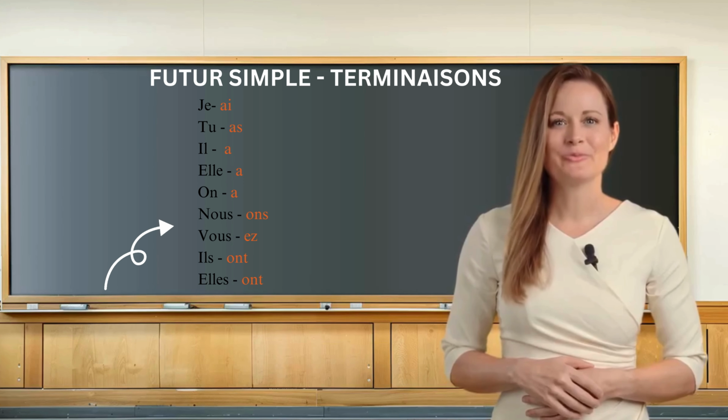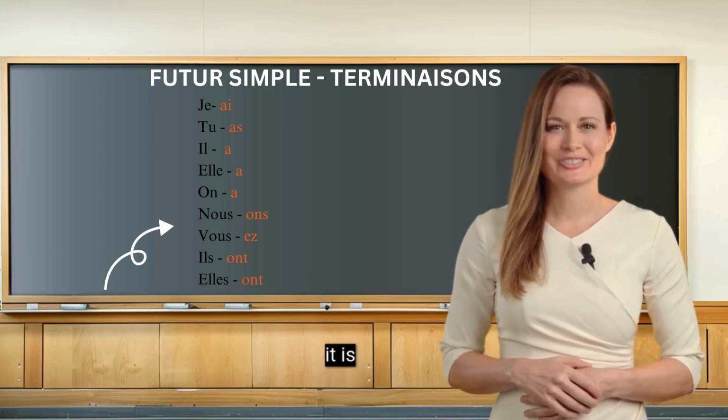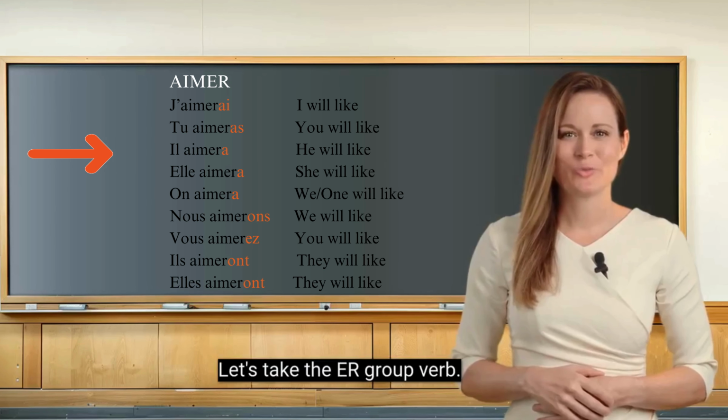For example, for je it is ai, for tu it is as, for il it is a, for elle it is a, for on it is a, for nous it is ons, for vous it is ez, for ils it is ont, for elles it is ont. Let's take the ER group verb.